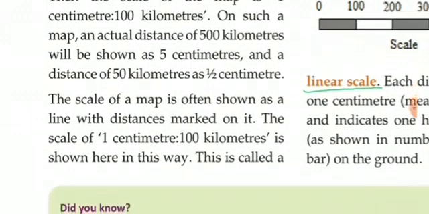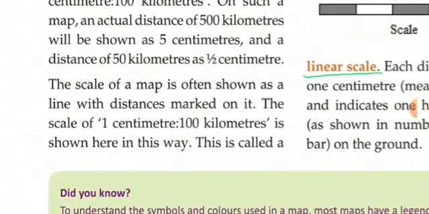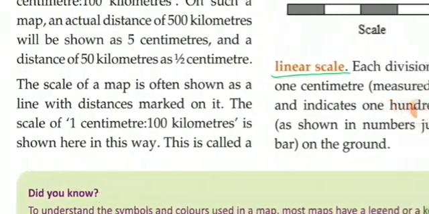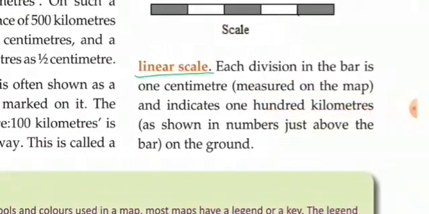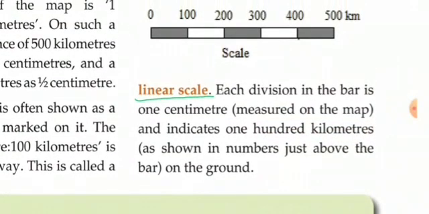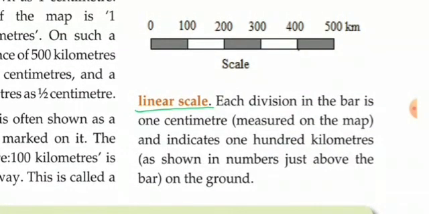The scale of a map is often shown as a line with distance marked on it. The scale of 1 centimeter is 100 kilometers is shown here in this way. This is called linear scale. Each division in the bar is 1 centimeter and indicates 100 kilometers on the ground.